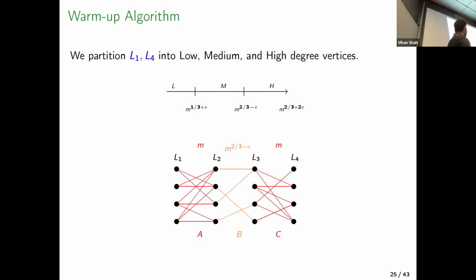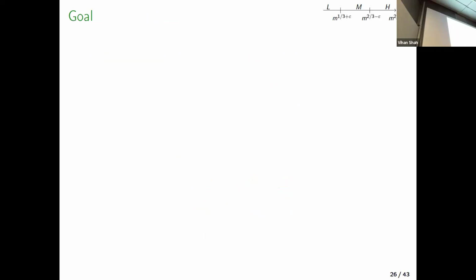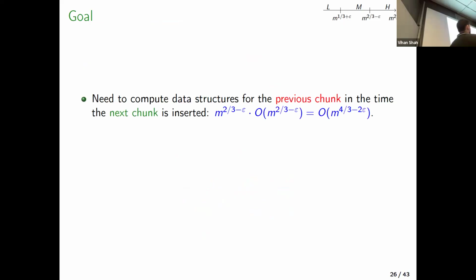Good. So let's try to see how we can answer some queries. So the goal is, let me remind you, you want to compute these data structures for the previous chunk in the time the next chunk is inserted. Earlier, every time there was an update, we were going and updating the data structures. But now we have the whole chunk with us. So we want to create the data structures in the time it takes to insert a chunk. So this is m to the 2/3 minus epsilon squared. Because this is the chunk size and this is the time allowed.